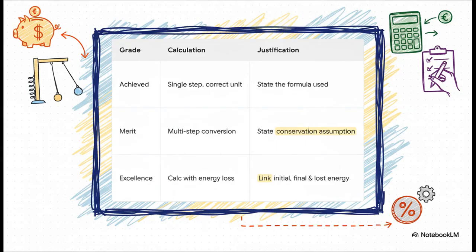And folks, this slide right here, this is gold. This is basically your cheat sheet straight from the NCEA markers themselves. It tells you exactly what to do for each grade. For achieved, just do the calculation. For merit, do the calculation and add that key conservation statement. And for excellence, perform the full energy audit. Find the initial, find the final, and then calculate and explain the energy lost. It's the literal recipe for success.